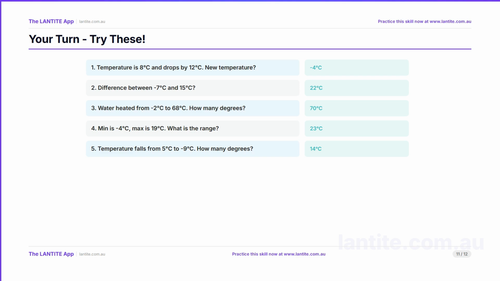Problem 4. The minimum temperature is negative 4 degrees and the maximum is 19 degrees. What is the range? Problem 5. The temperature falls from 5 degrees to negative 9 degrees. How many degrees did it fall? Check your answers on screen.